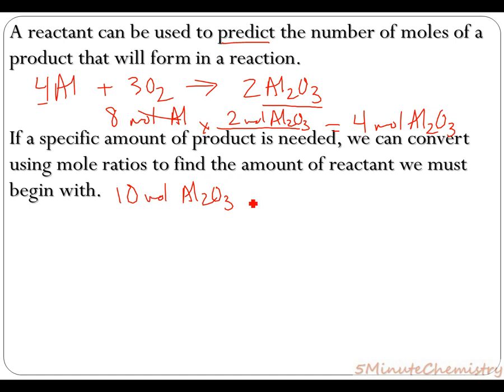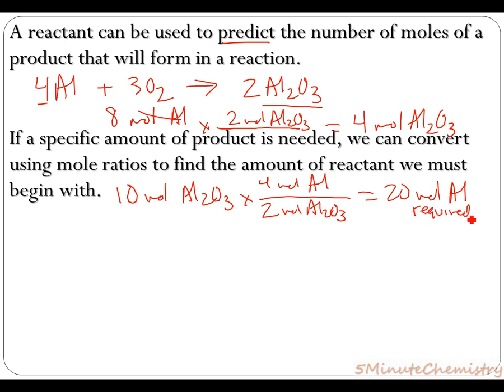What we'll do there is take our moles of Al2O3, 2 moles Al2O3 on the bottom to cancel, and then 4 moles of aluminum on top. This allows us to see 10 times 4 is 40, divided by 2 is 20 moles of aluminum are going to be needed. These are the moles required. So before we had 4 moles that form, these are the moles that we need, they're required.